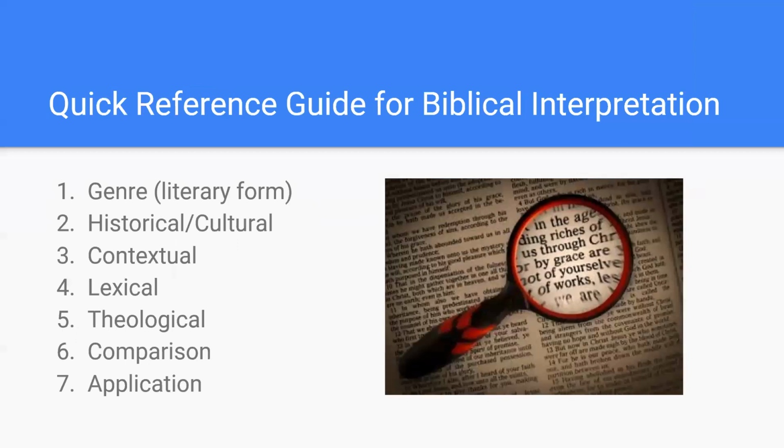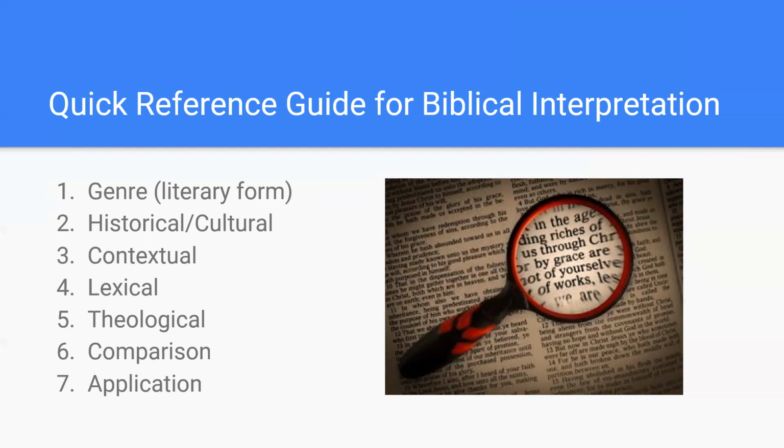Last week, we took our first look at this quick reference guide for biblical interpretation. We discussed number one, the genre, that is the literary form of different books of the Bible. We also discussed modern literary forms, and the apocalyptic literary form in particular in the Bible. We also had a chance to discuss some of the history and the cultural things that were going on in the world at the time Daniel was written, and a little bit about the context of the book.